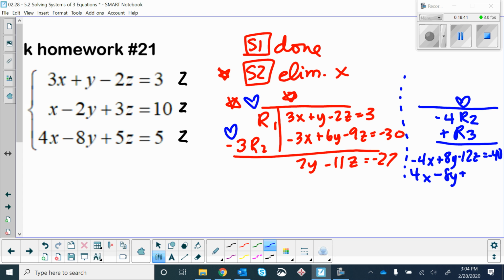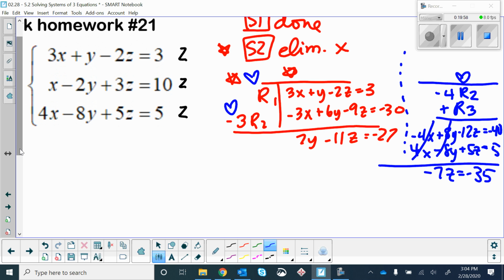What happens here is that the x and y's cancel. And I have -7z equals -35. That is okay for that to happen. It's like a little happy birthday present that you didn't know you were going to get. So divide by -7 to both sides, and you get 5 for z.